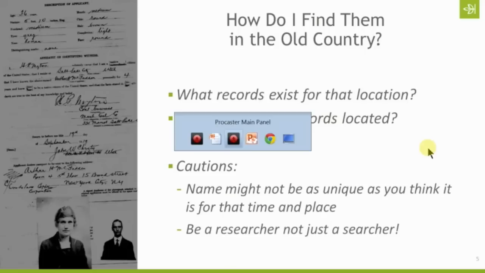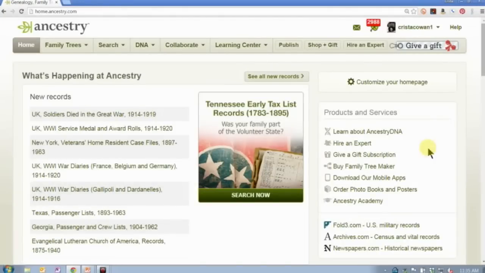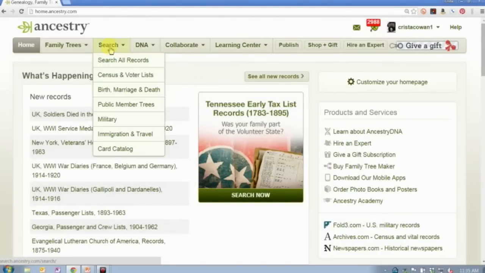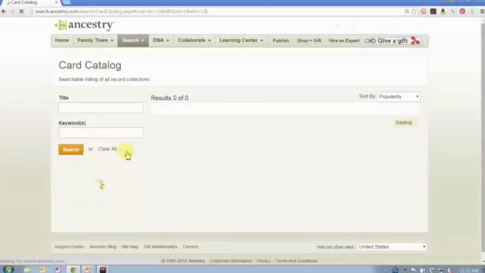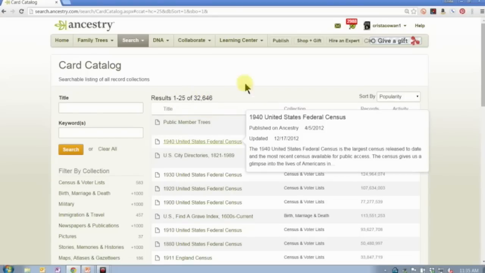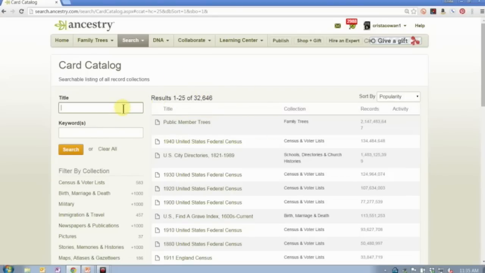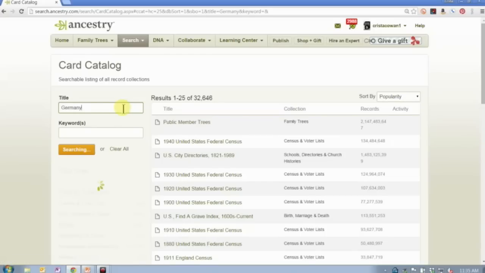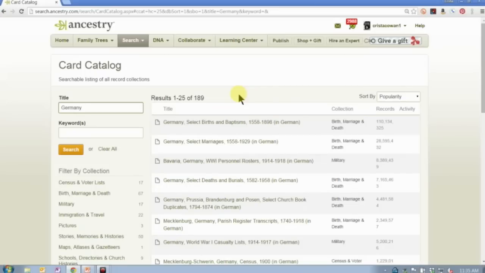Now, I told you I'd show you where to find records on Ancestry. If you've spent time with me, you know my favorite resource on Ancestry is the card catalog. And if you're not familiar with the card catalog, I strongly encourage you to spend some time there. This is a listing of all of the databases available on Ancestry. You can come in here and you can type in the name of any location, and it will show you all of the databases that Ancestry has for that location.